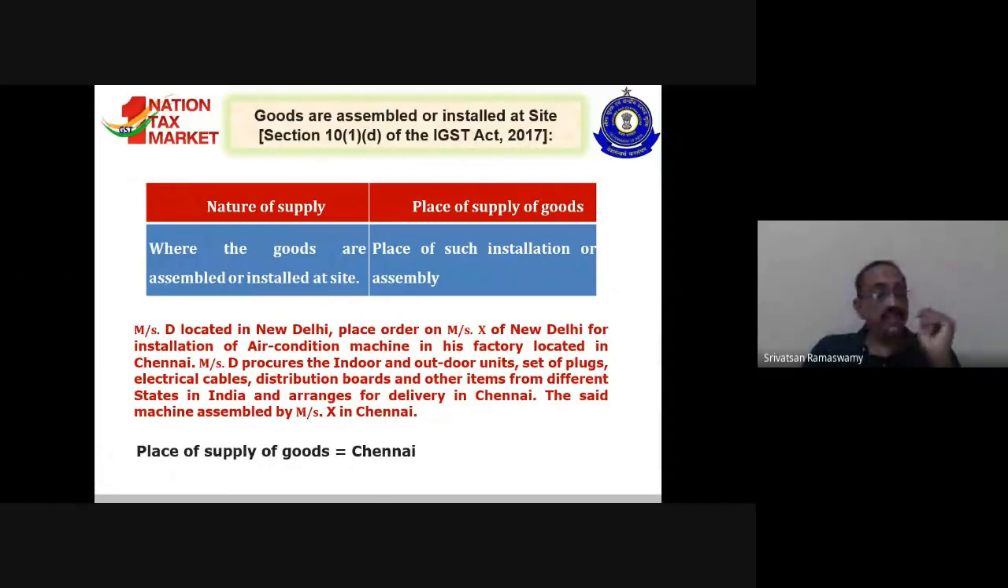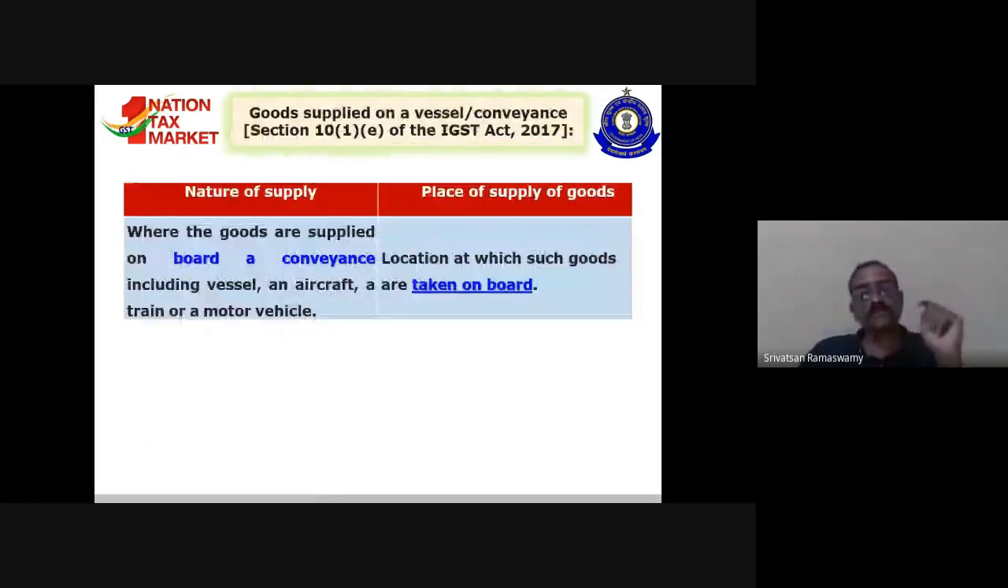You have to understand here that the recipient and the supplier are registered and located only in Delhi. But when X raises an invoice for having provided the service on D, the invoice will be an interstate transaction because it is with reference to machinery installed in Chennai, though both are located in the same place. Next, on board a conveyance or vehicle. Again, I will take it with an example.